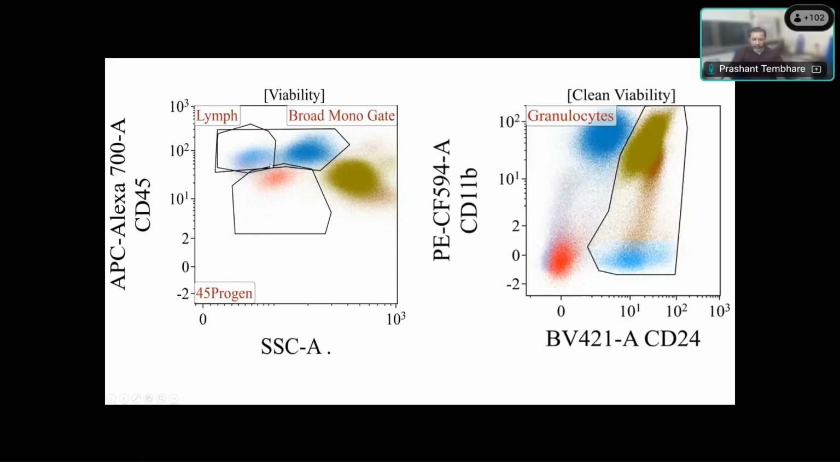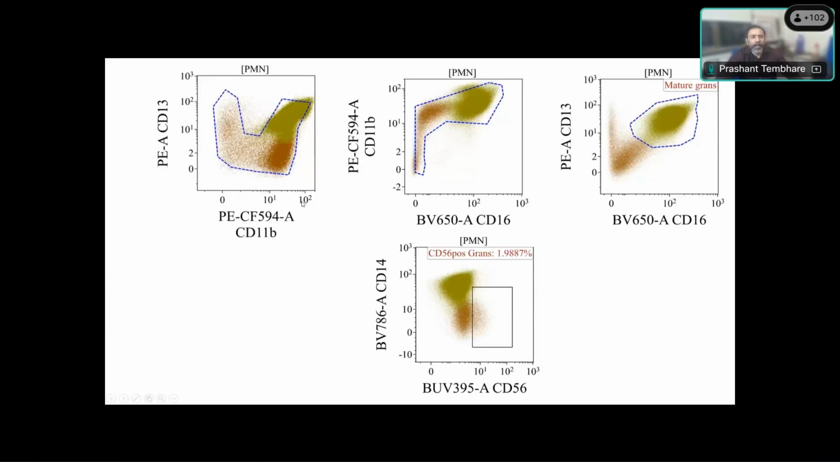Now, CD24 is typically expressed in granulocytes and lymphocytes. So we use CD24 to identify granulocytes and to separate them from the monocytes, because monocytes are typically CD24 negative. So we get CD24 positive granulocytes here, and the rest of the cells are here. Based on CD45 and side scatter, we identified four populations: granulocytes, monocytes, lymphocytes, and blasts or precursor cells. Now we focus on the granulocytes for maturation pattern.